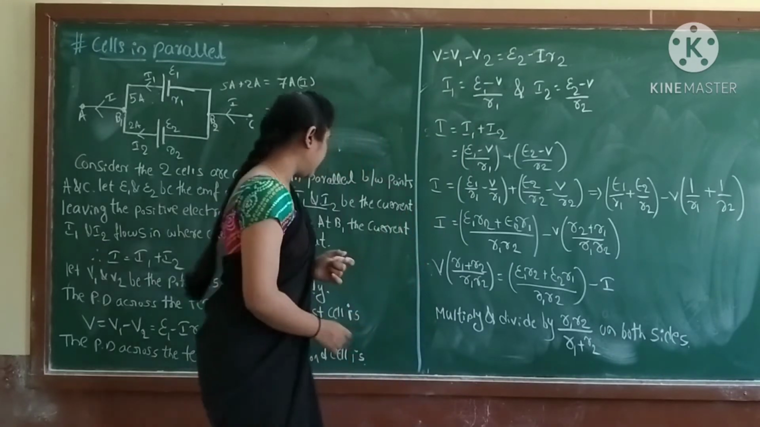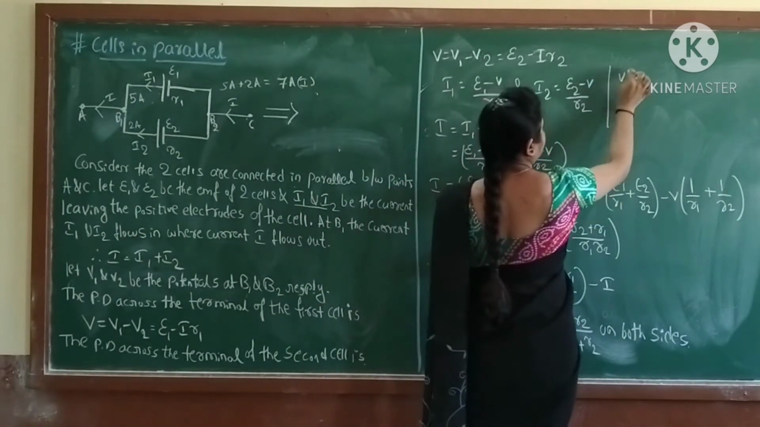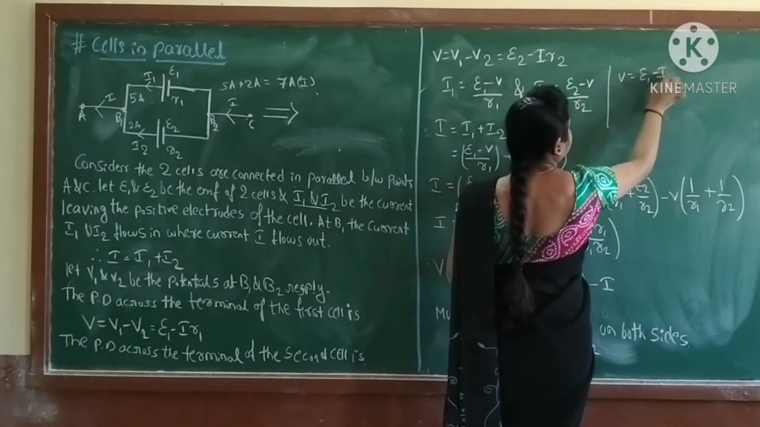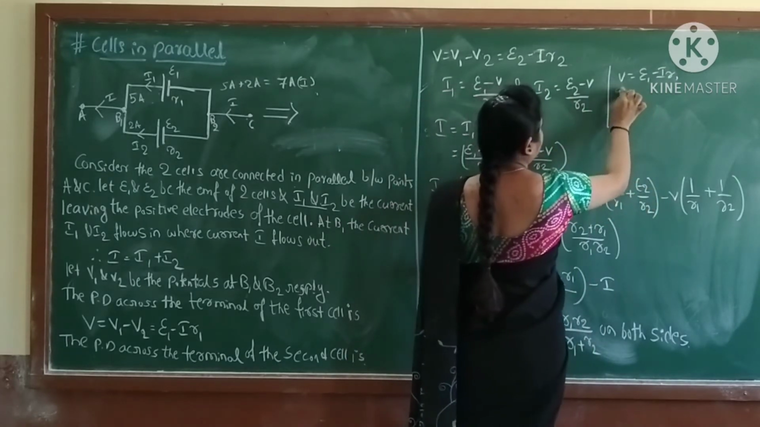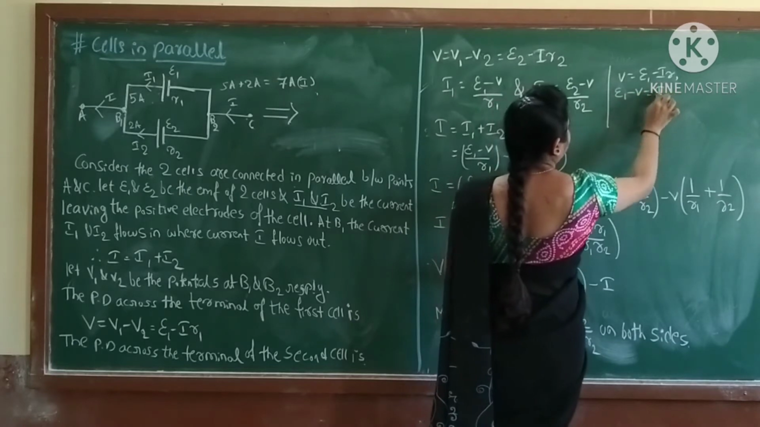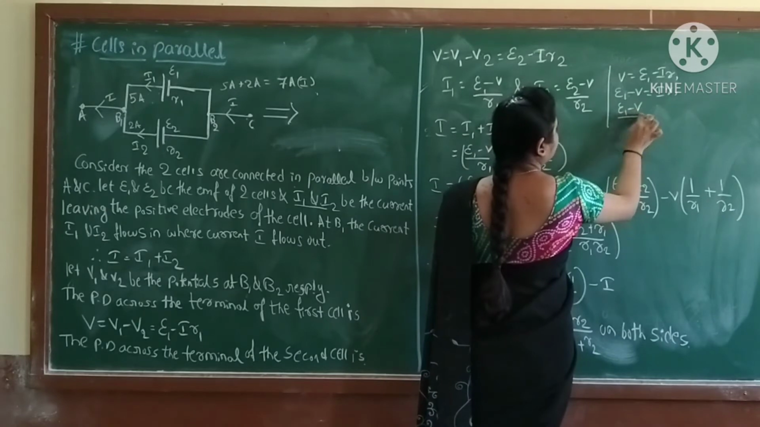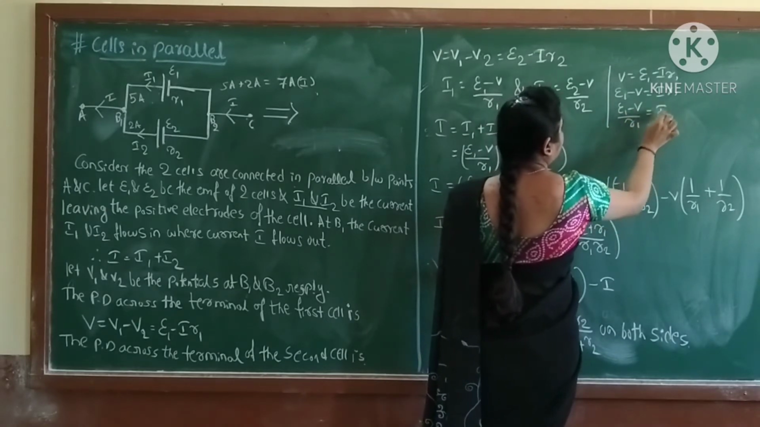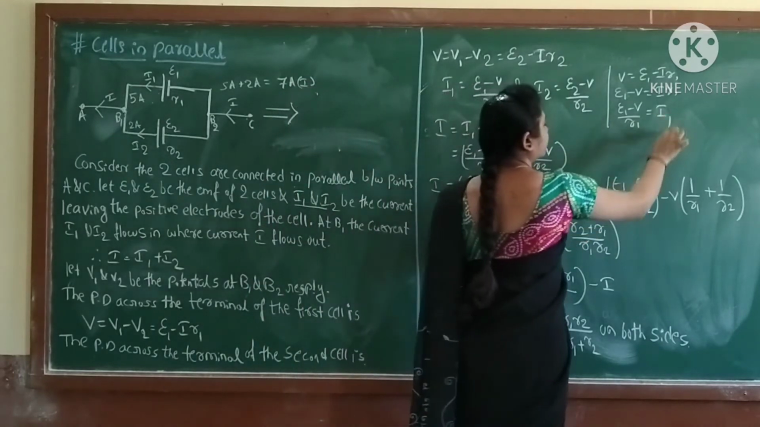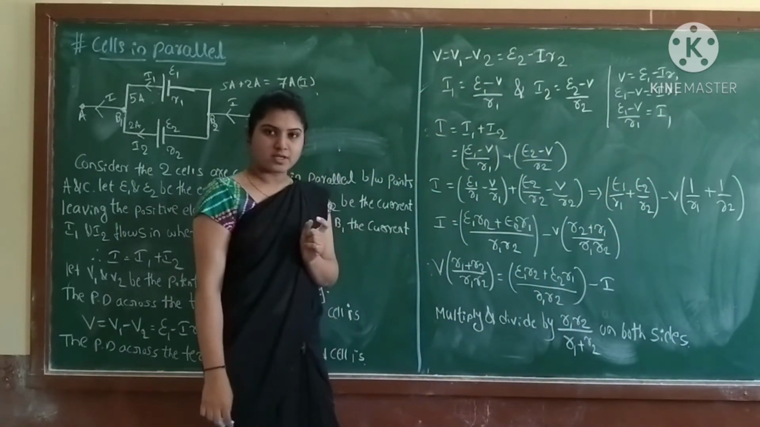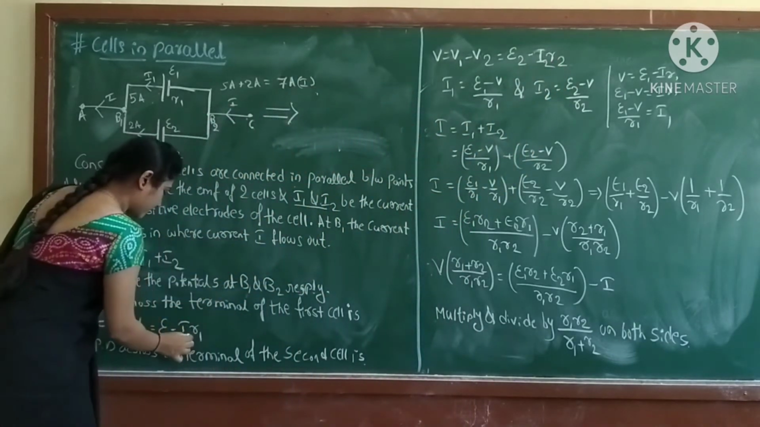So how? See, here I will solve. V is equal to E1 minus IR1. So take it as E1 minus V is equal to IR1, right? So E1 minus V divided by R1 is equal to I, right? So that only I written here. Take it as I1. Correct? Here also you take it as I2 and here I1.